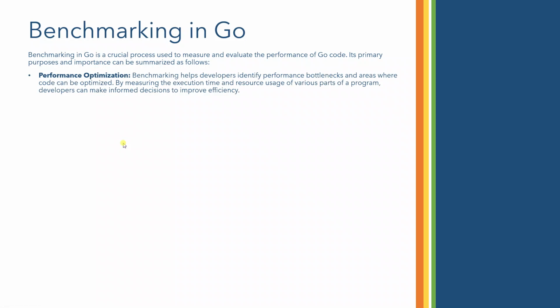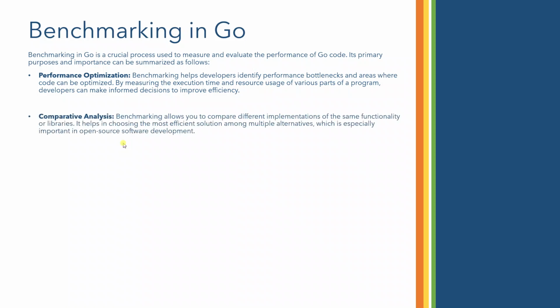I mean, the benchmarking side. Performance optimization: it helps developers identify performance bottlenecks and also where the code can be optimized. So by measuring the execution time and resource usage of various parts of the program, developers can make informed decisions to improve the efficiency. And a comprehensive analysis.